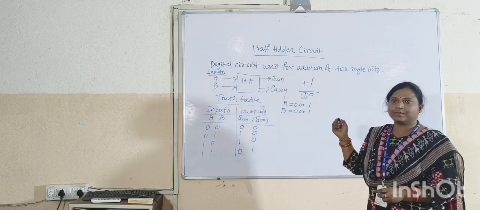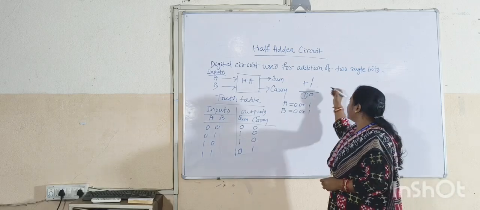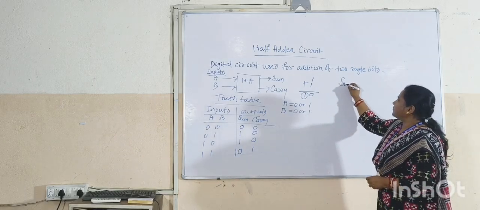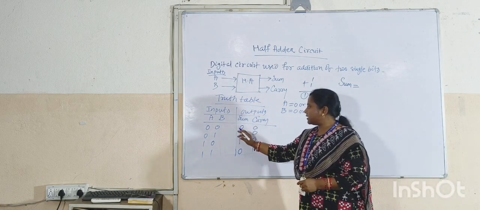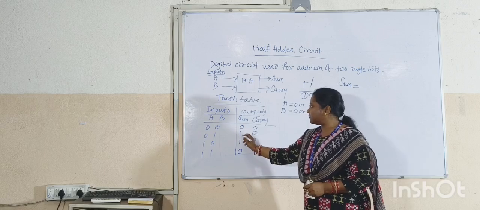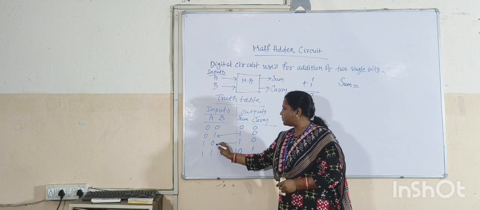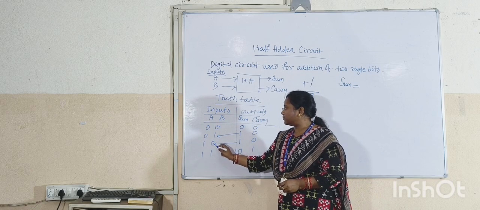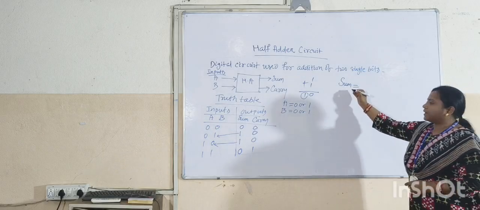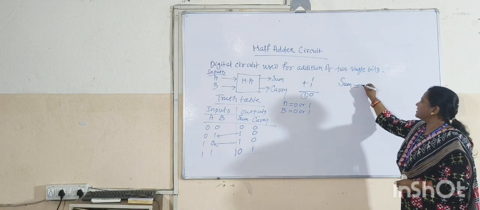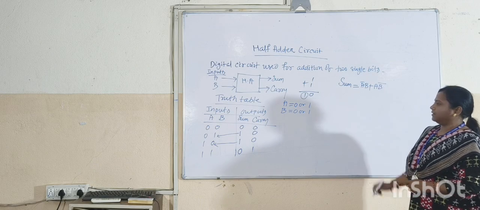So from the truth table we can get the output expressions of sum and carry. What is the sum expression from this truth table? This is the sum column. Here we are getting two ones. For the first one, the input value is 0 1, and for the second one, the input value is 1 0. So what is the sum expression? From this truth table we can write down the sum expression, that is A' B plus A B'.